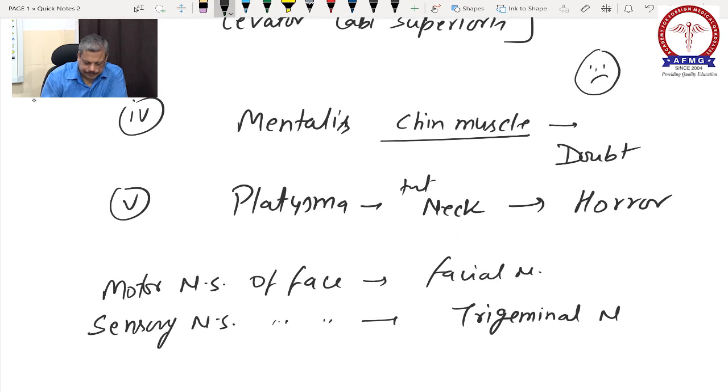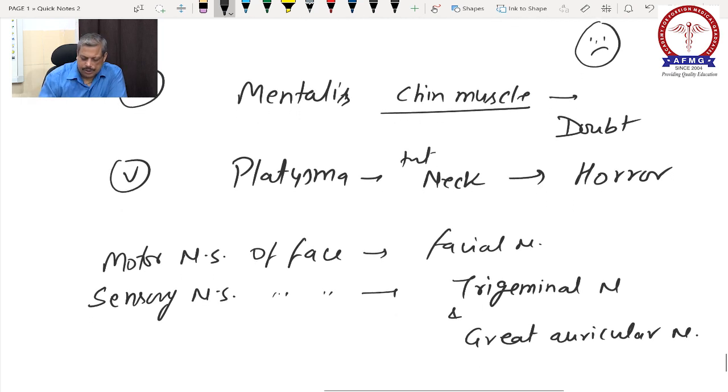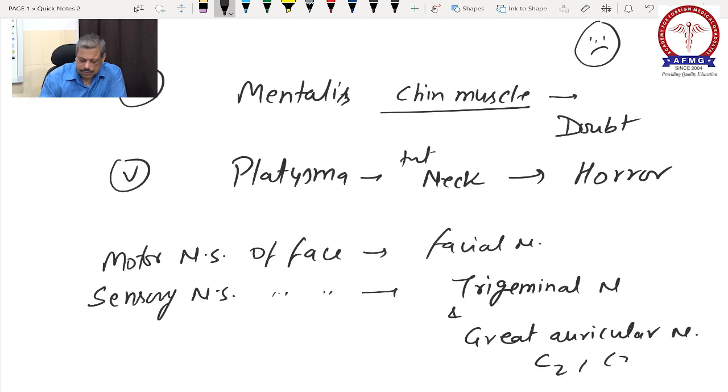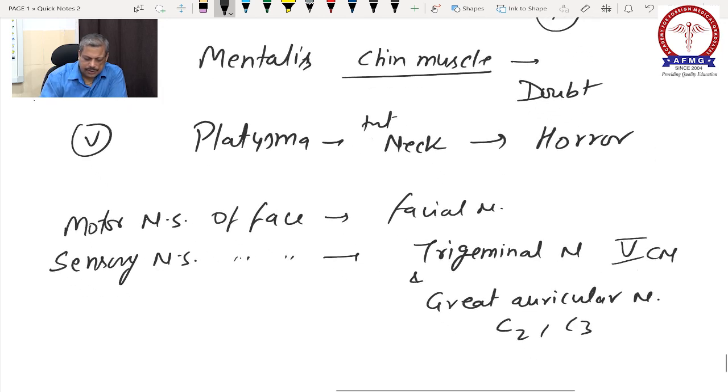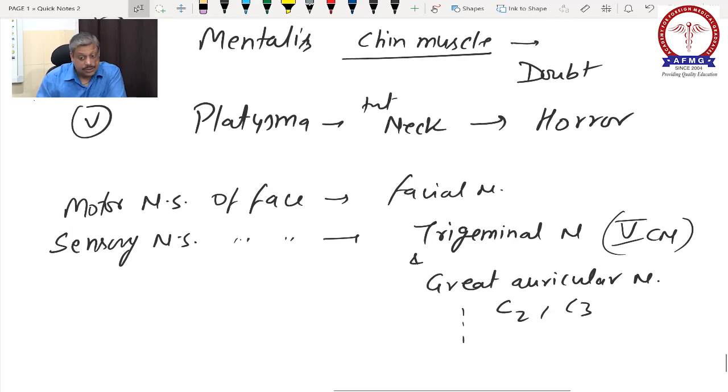and great auricular nerve. Trigeminal nerve and the great auricular nerve. Great auricular nerve root value is C2, C3. Trigeminal nerve, this is the fifth cranial nerve. Now the point is, this great auricular nerve, what area is supplied by the great auricular nerve in the face? It supplies the skin over the parotid region and the angle of the mandible.